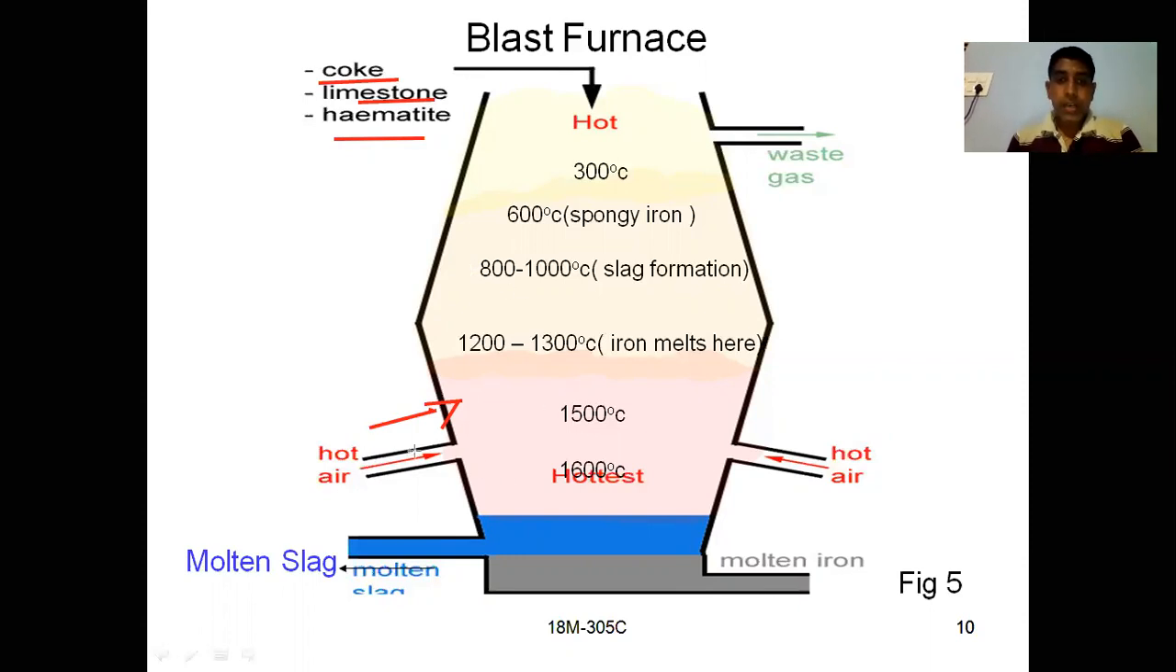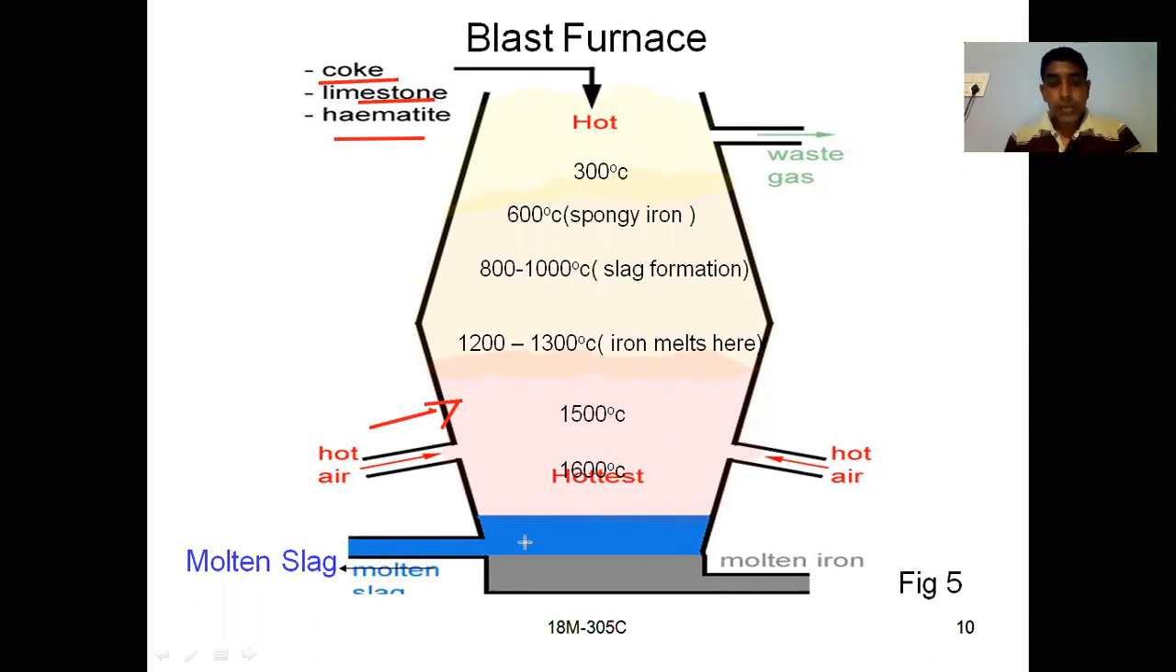So when you send the hot air from here, what will happen? The coke starts burning. Because of that, the temperature is more here, and when you move upside you have less temperature. You are having a waste gas outlet here. From the bottom you are sending the hot air.